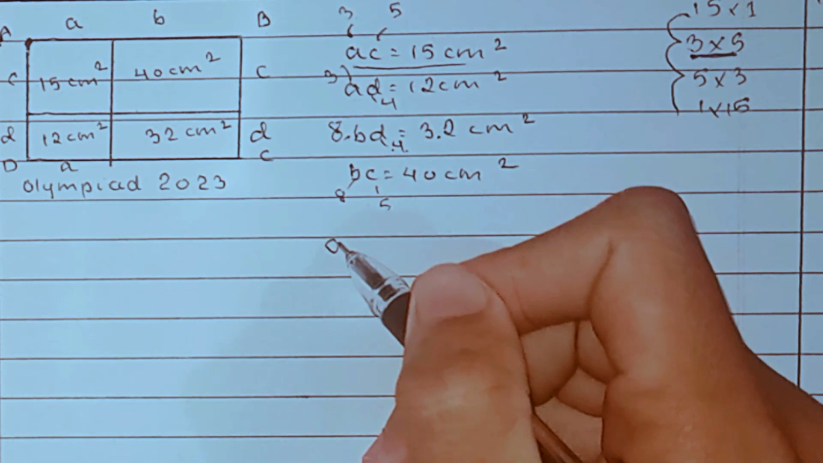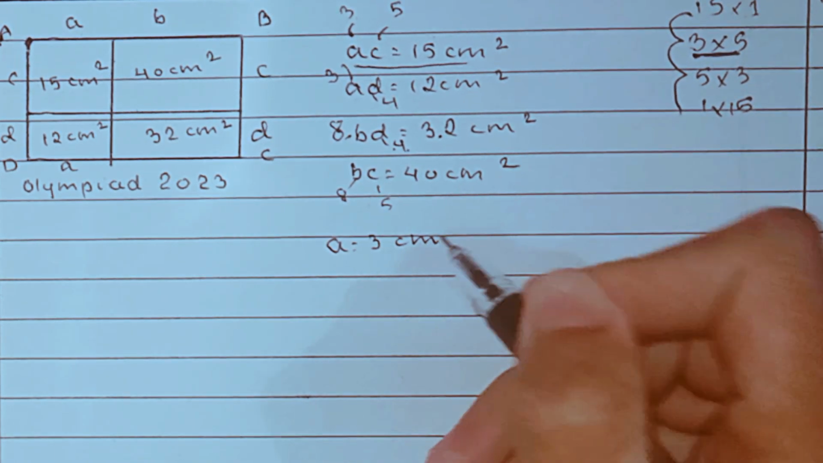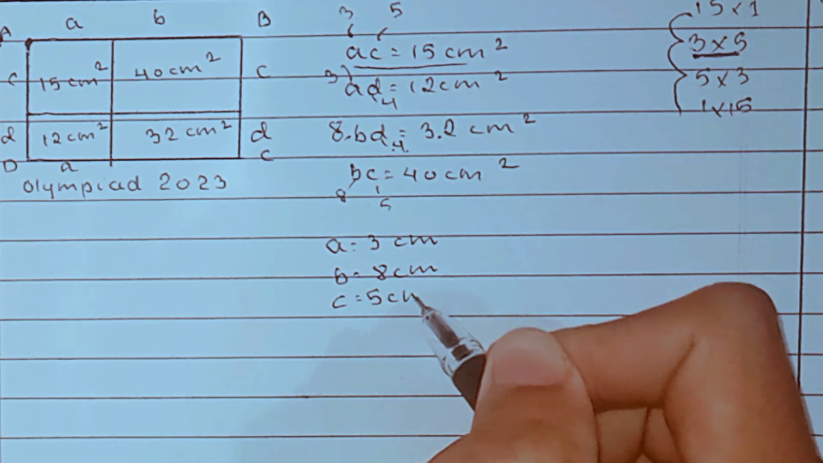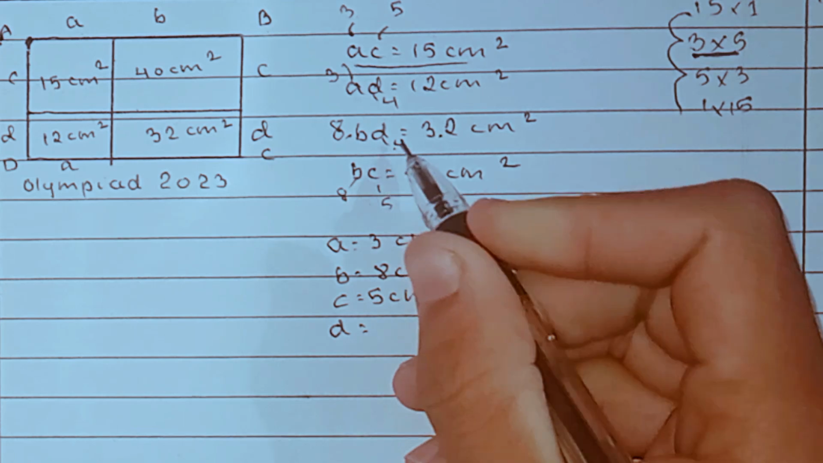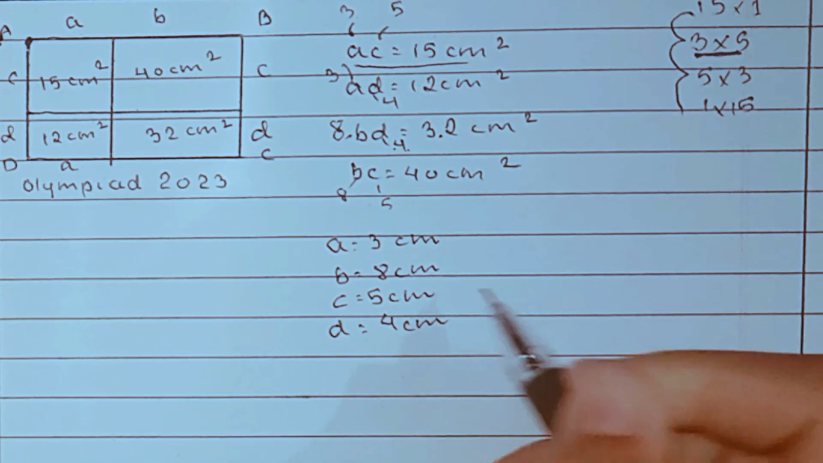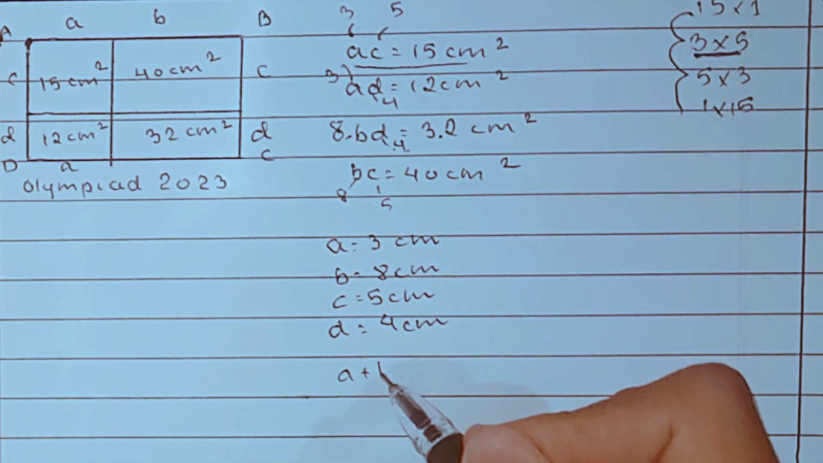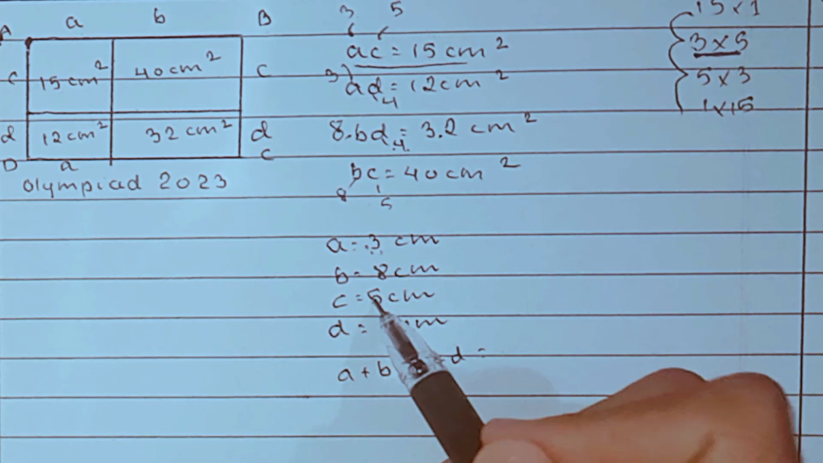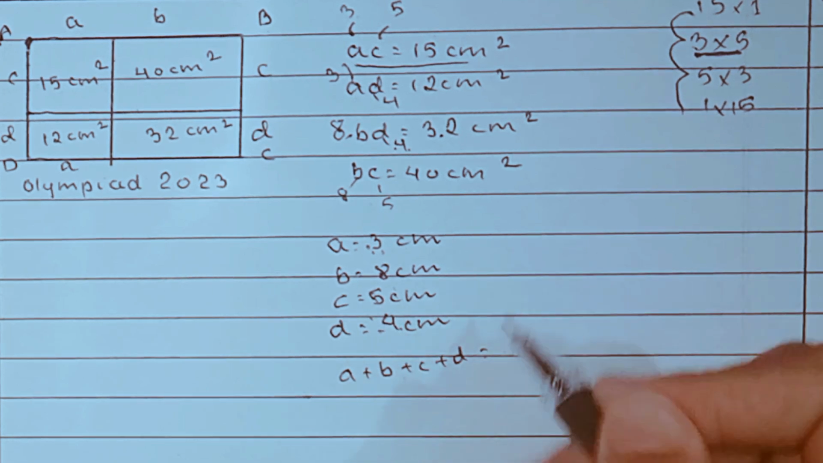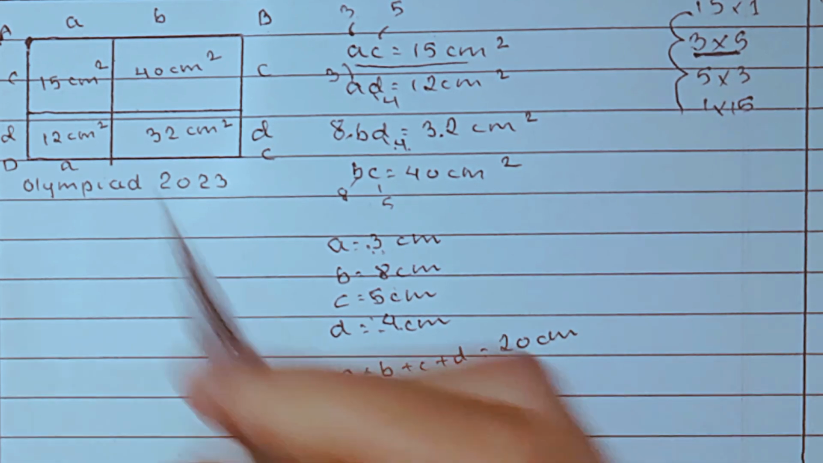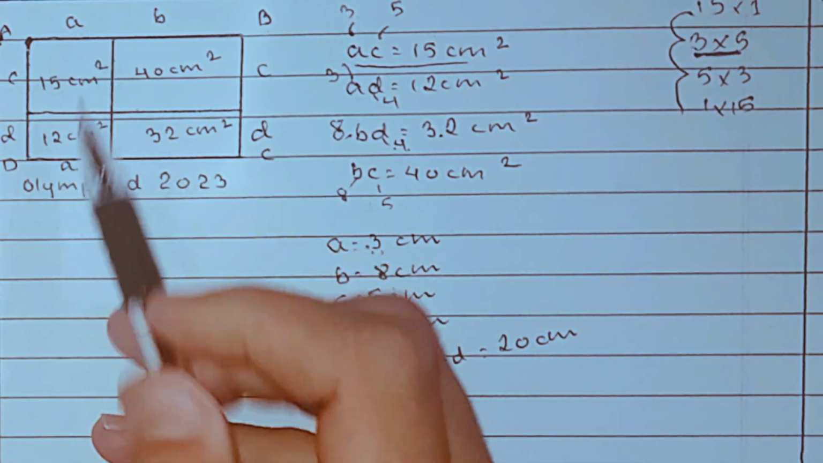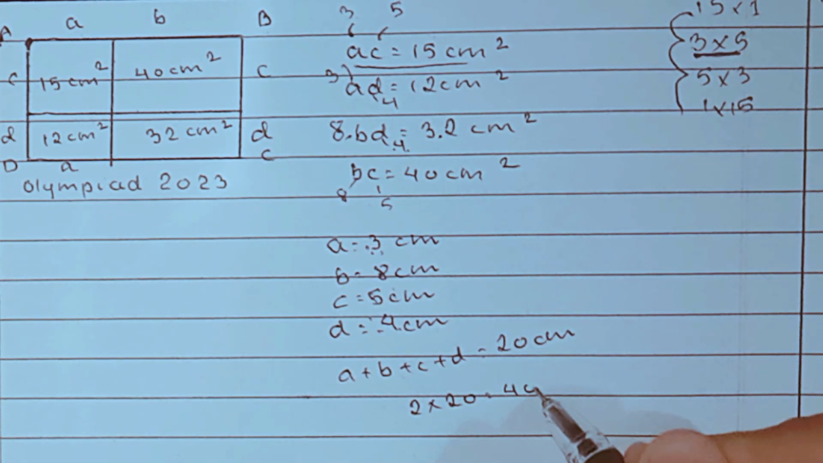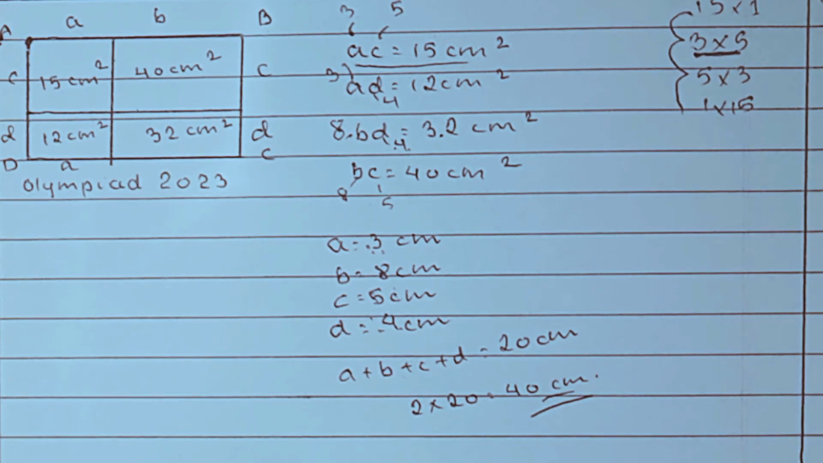So the value of A is 3 cm, the value of B is 8 cm, the value of C is 5 cm, and the value of D is 4 cm. We sum these all: A plus B plus C plus D gives 20 cm. But as we have double A's and double B's, we have to multiply by 2. So 2 into 20 equals 40 cm. Hence this is our required perimeter of the rectangle. I hope you like the video. Thank you.